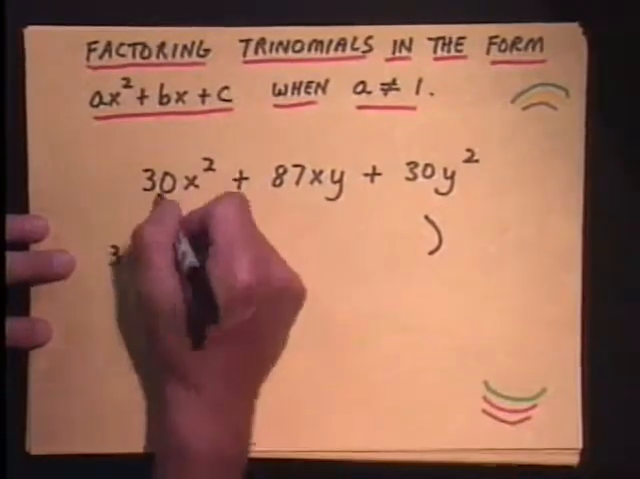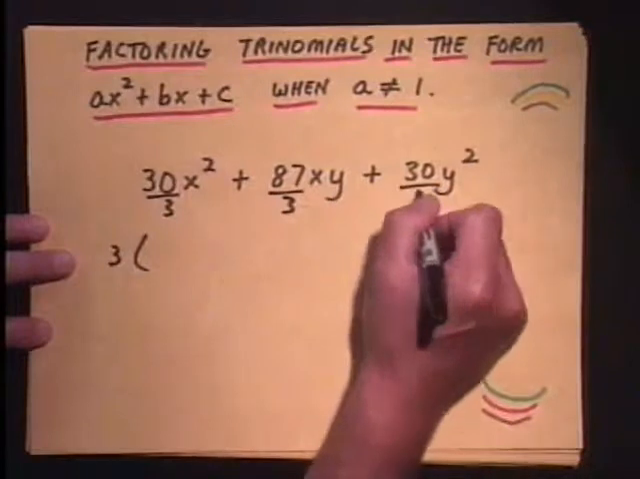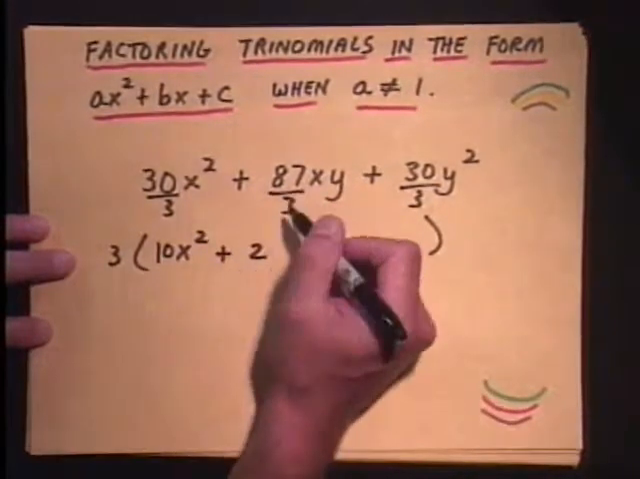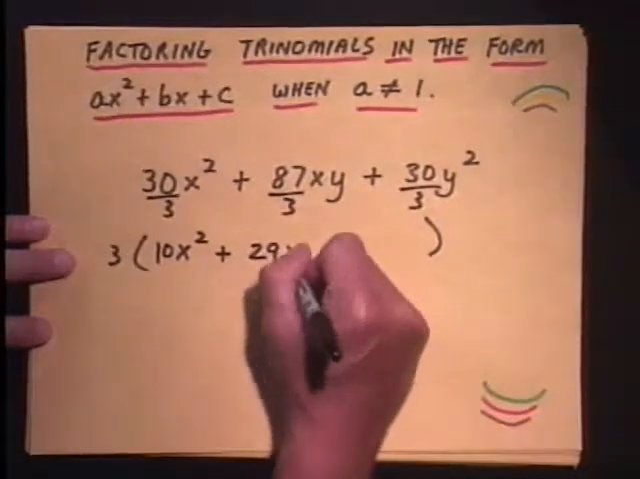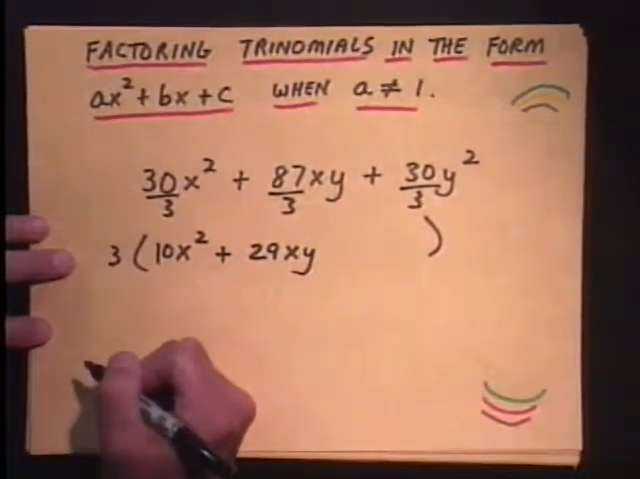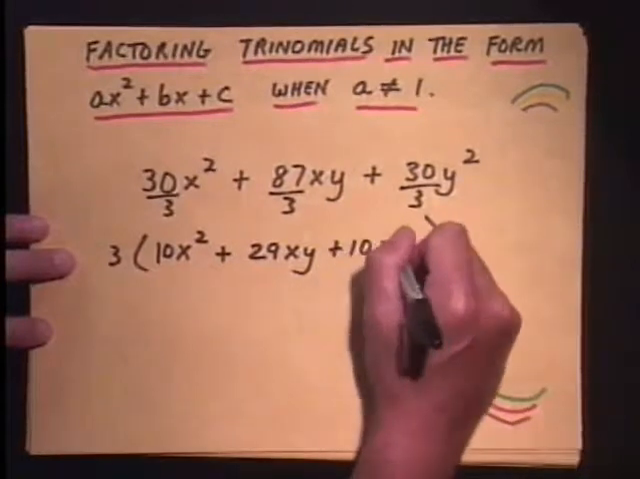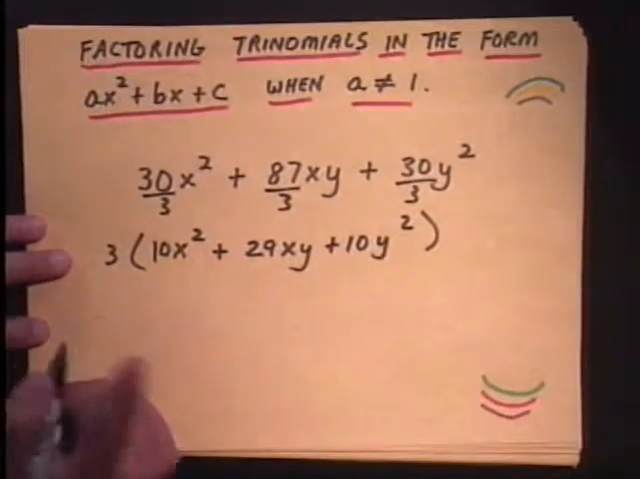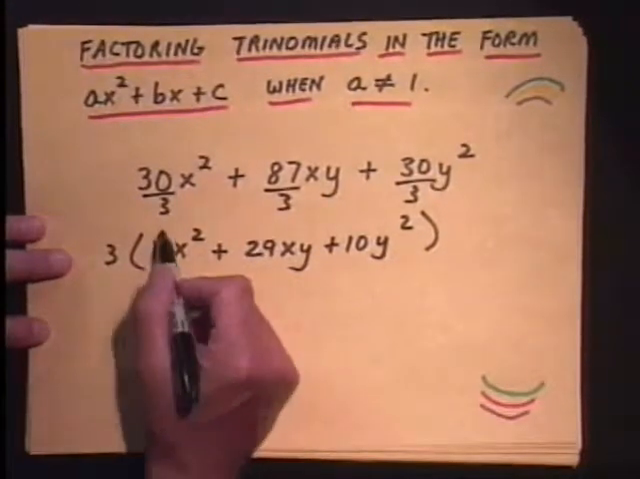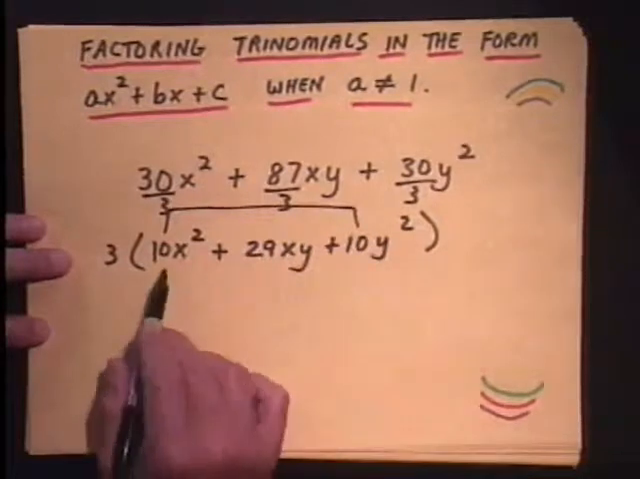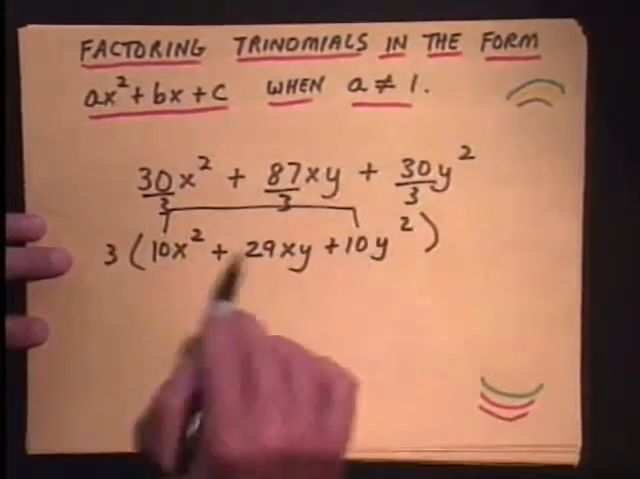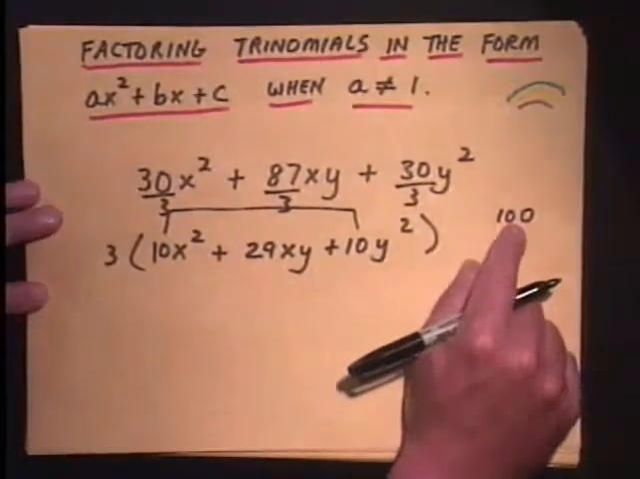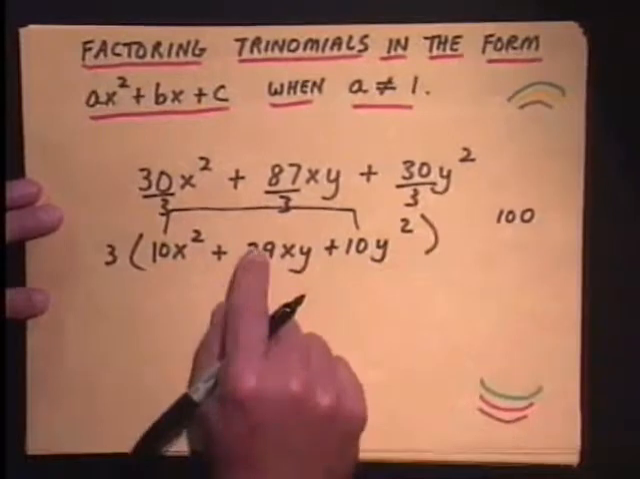When I take the 3 out, I can go ahead and divide each term by 3, and that'll leave me with 10x squared plus 29xy. I had to think about that one for a second. Plus 10y squared. Now, some of you said, gee, Young, that doesn't seem a lot better, but boy, it is a lot nicer. Watch what happens. Now, when we multiply the outside numbers, instead of getting 900, we get 100. So we just need to find factors of 100 that will add to give me 29.